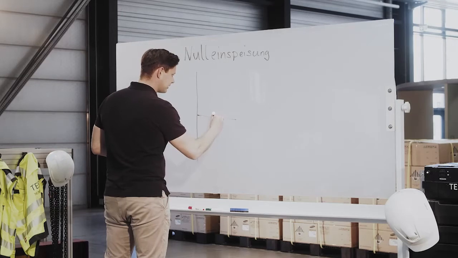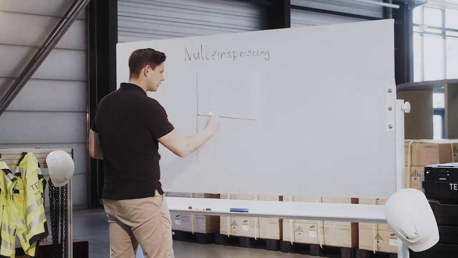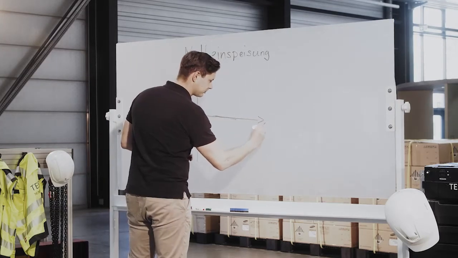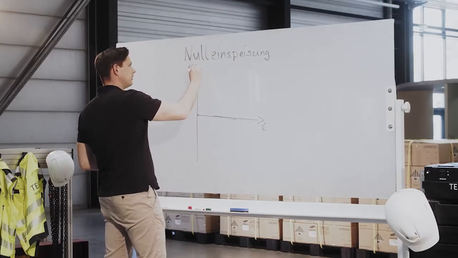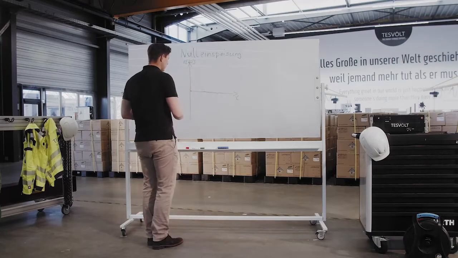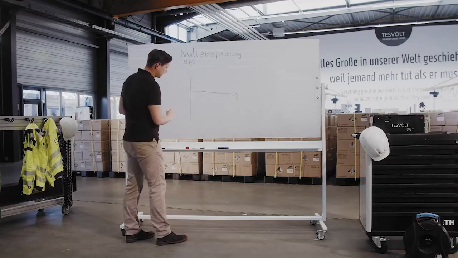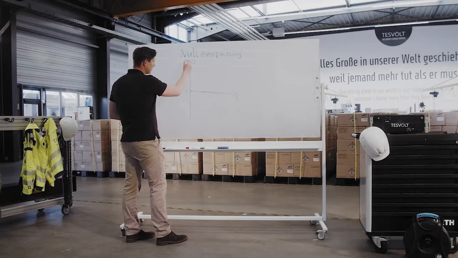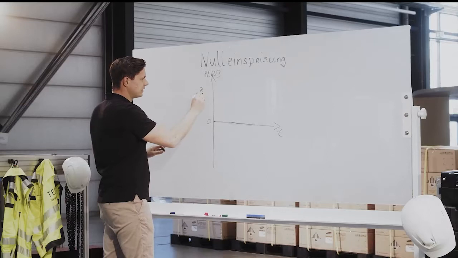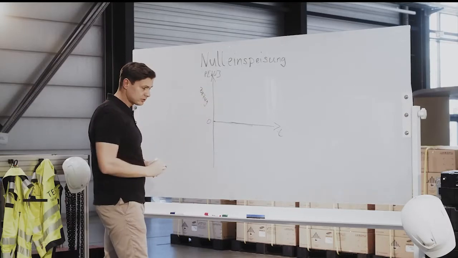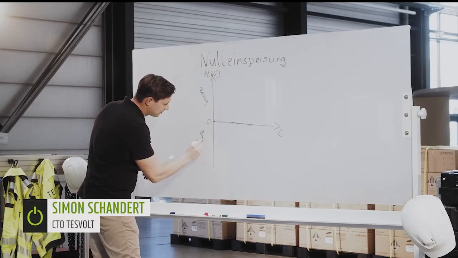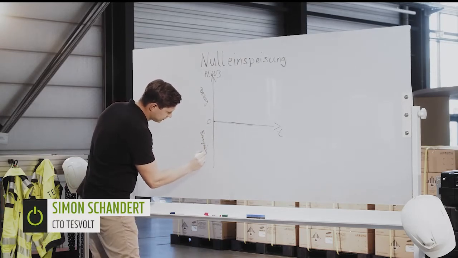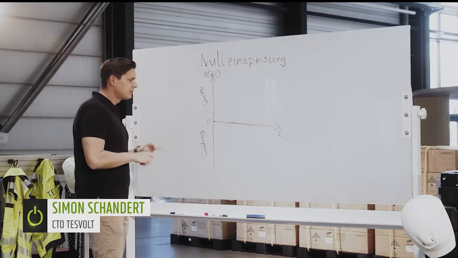in which the time is plotted on the x-axis and the power in kilowatts on the y-axis. In this case, I also include a minus axis, because the plus axis implies that I'm drawing energy from the public utility grid, and the minus axis implies that I'm feeding energy into the public utility grid.